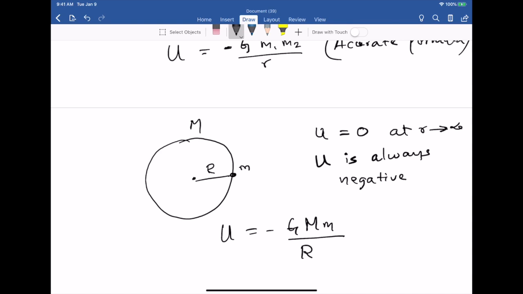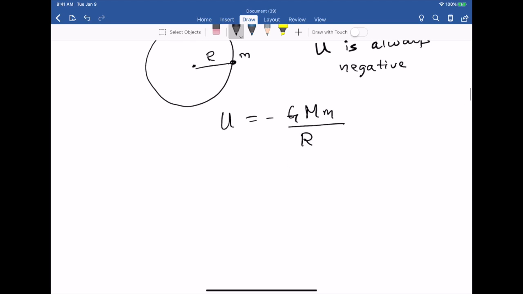So the gravitational potential energy of an object on the Earth's surface, according to this new formula, is not zero. It's minus GMm divided by r. So please keep that in mind, because that's often relevant in doing problems.